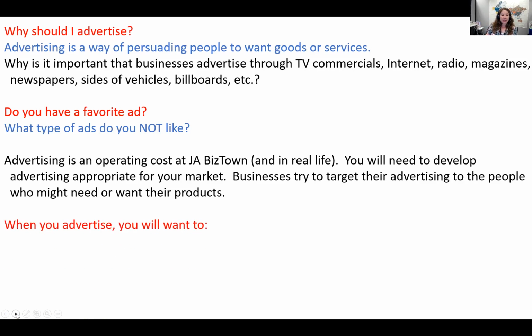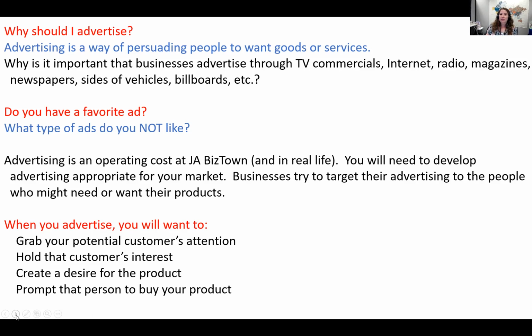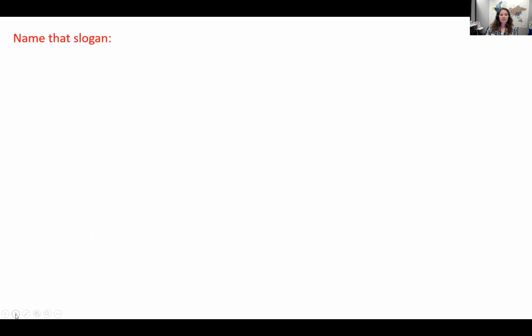When you advertise, you want to grab your potential customer's attention, hold that customer's attention, create a desire for the product. Oh, I really need one of those. And prompt that person to buy your product. All right, that's what a good advertisement will do. It will make whoever sees that advertisement want whatever it is that you're advertising.